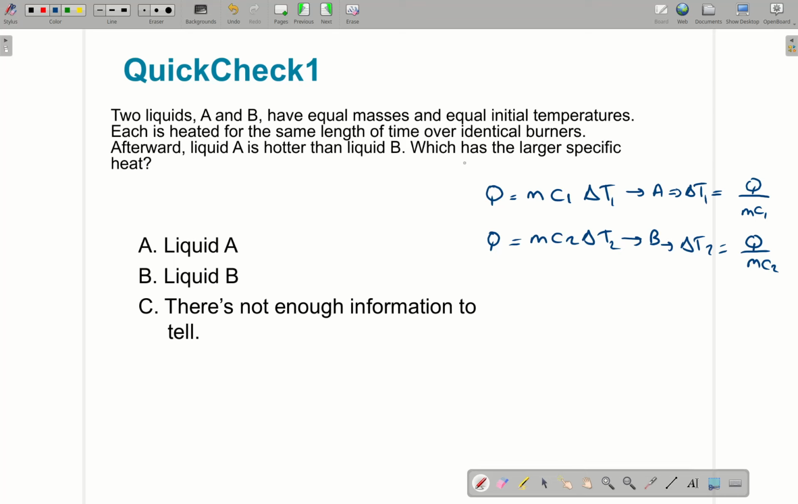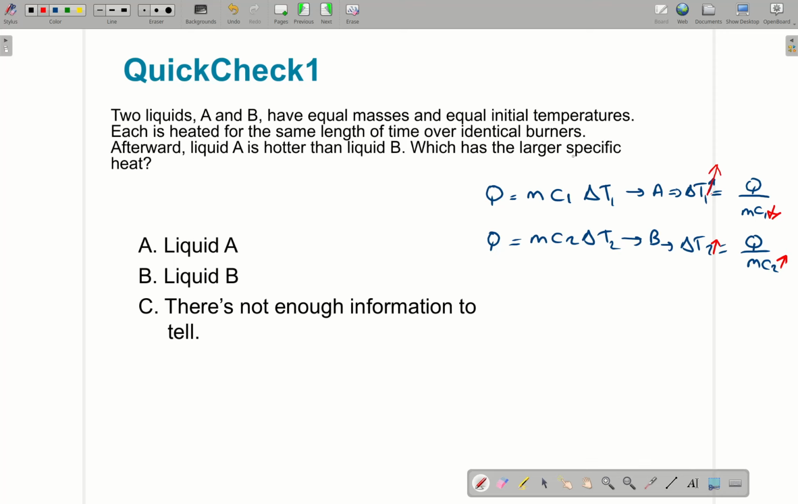After a while, we have seen that A is hotter. That means the change of temperature for A is larger. I'm going to pick red here. Larger than B. So delta T2 is less than delta T1. What does that mean? If this is larger than B, masses are the same, Q's are the same, that means the heat capacity is less for A, more for B. So although T increases a lot for A, it doesn't increase for B as much.